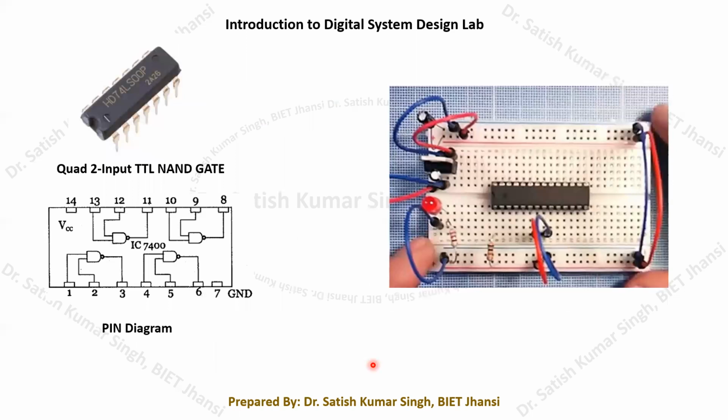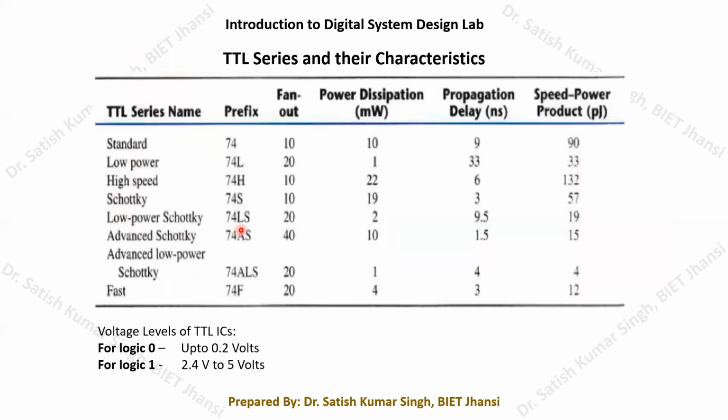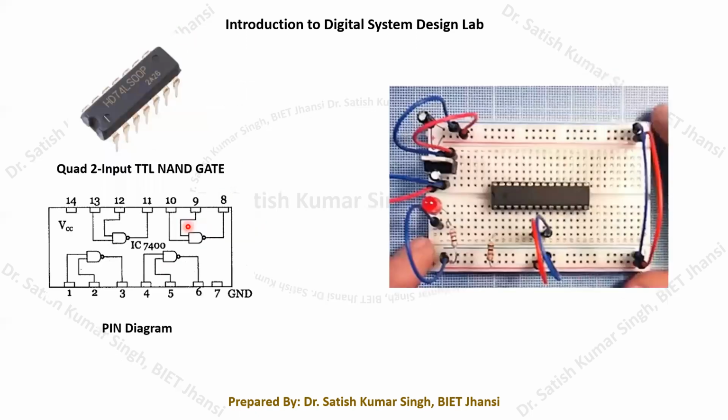Now, one more point I want to make is that you can see this is one of the ICs. Here it is 74LS00. Here 74LS means it is a TTL logic gate, and LS stands for low power Schottky. This LS series reflects that it is a low power Schottky, and this 74 denotes it is a TTL logic gate. So it is a low power Schottky TTL.